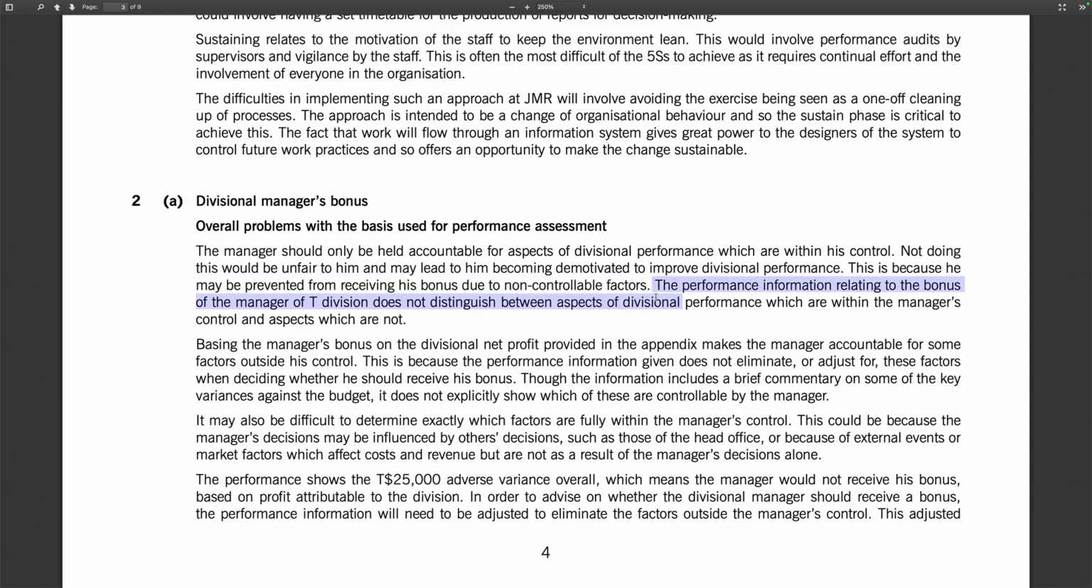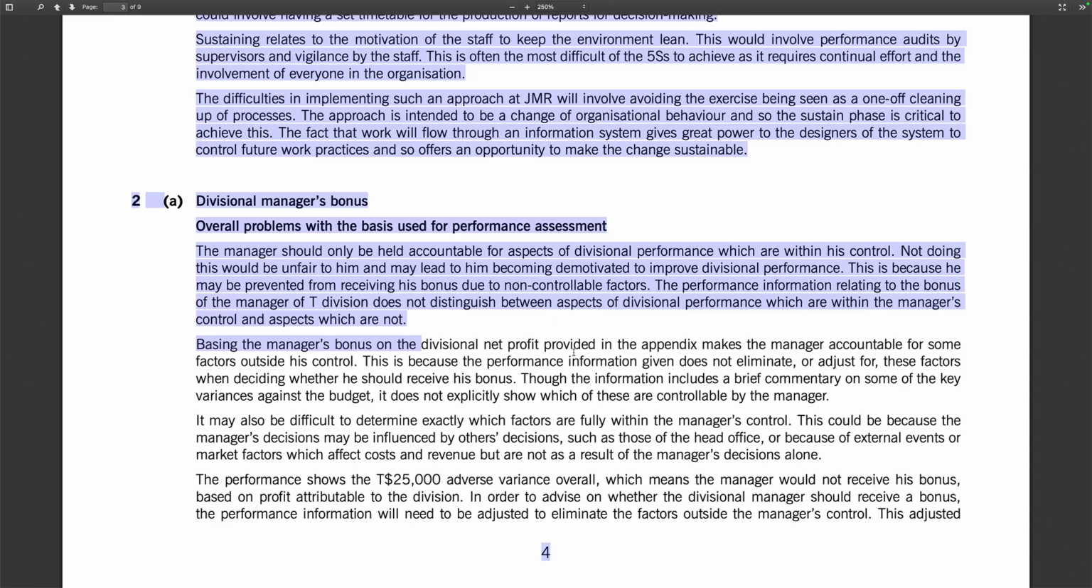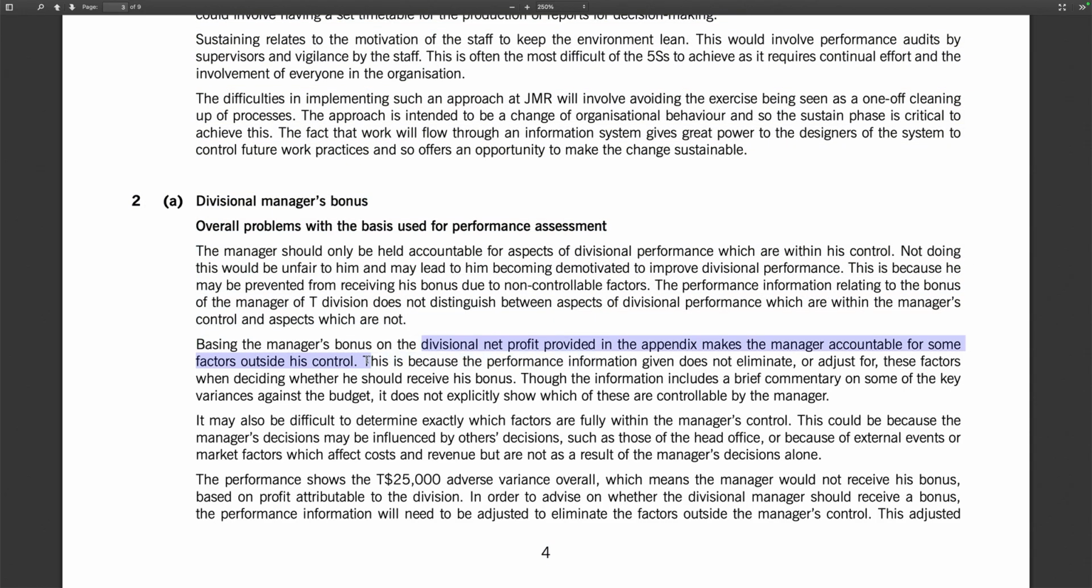Performance information related to the bonus manager doesn't distinguish between which are under his control and which aren't. Basing it on divisional net profit in the appendix makes the manager accountable for some factors that are definitely outside his control, because it does not eliminate or adjust for these factors, and you could say what they are if you wanted when deciding whether he should receive his bonus or not. Though the information does include a brief commentary on some of the key variances, it doesn't explicitly say whether they're controllable or not. It may be difficult to determine exactly which factors are under the management's control, because you could be influenced by others' decisions, such as those of head office.